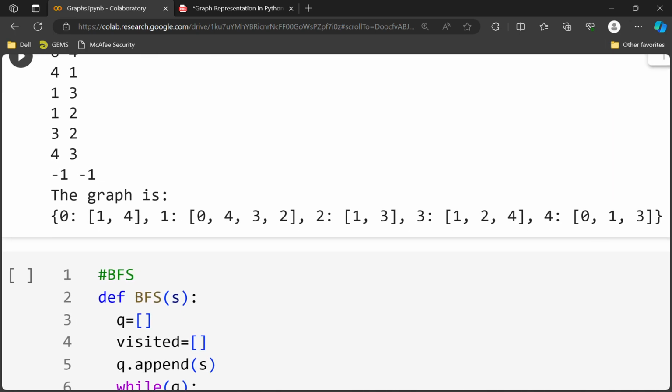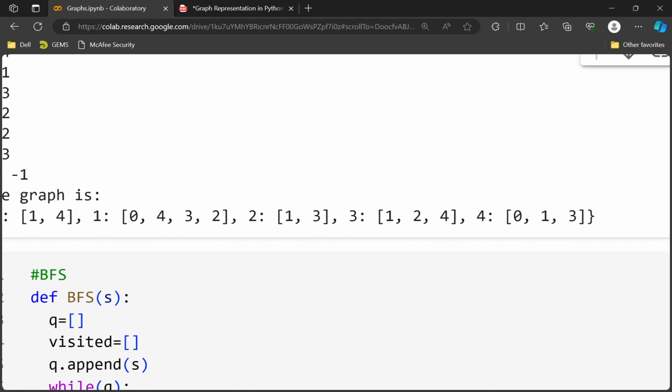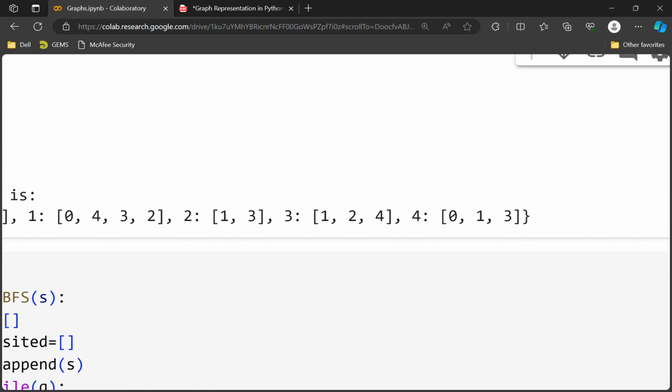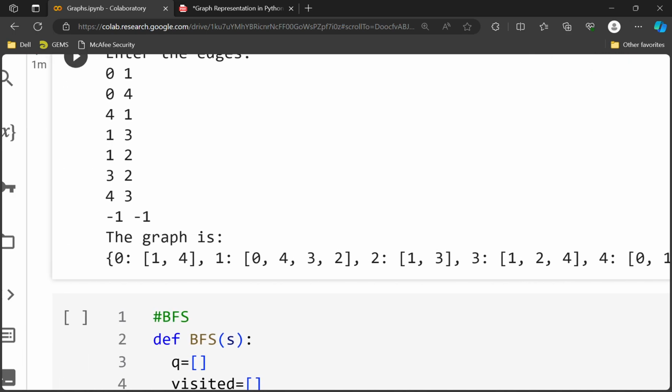You see, the graph is represented in the form of an adjacency list. 0 and its adjacent vertices are 1, 4. For 1, the adjacent vertices are 0, 4, 3, 2. For 2, the adjacent vertices are 1, 3. For 3, the adjacent vertices are 1, 2, 4. And for 4, the adjacent vertices are 0, 1, 3. Okay, so this is the output.